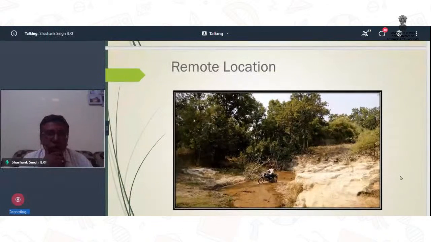The location is so remote, even in reaching those villages you sometimes have to cross little streams. The place I'm talking about is so remote, and the people are so cut off from the mainstream, that even promoting a very small technology is a big challenge. Next slide, please.